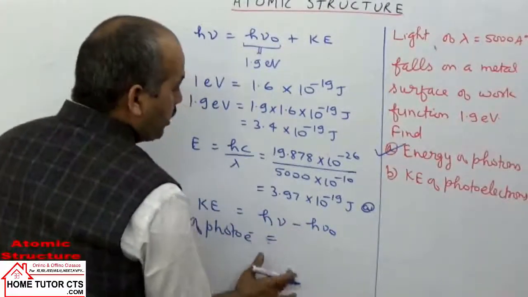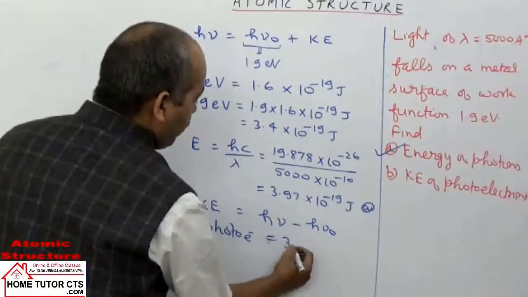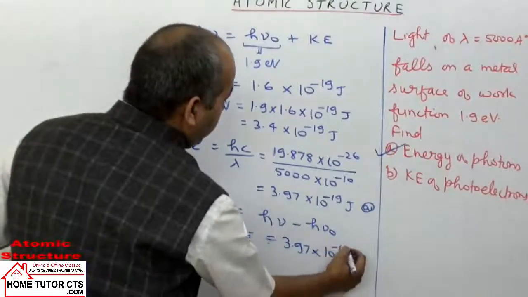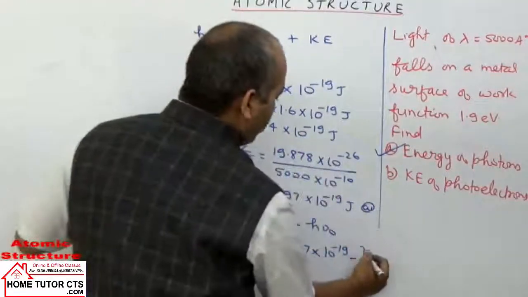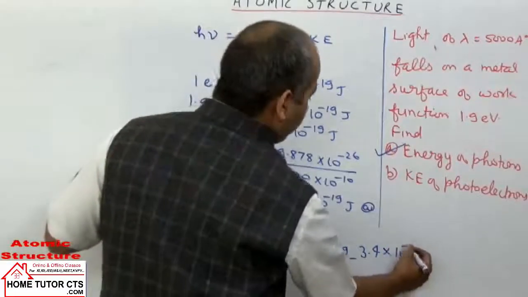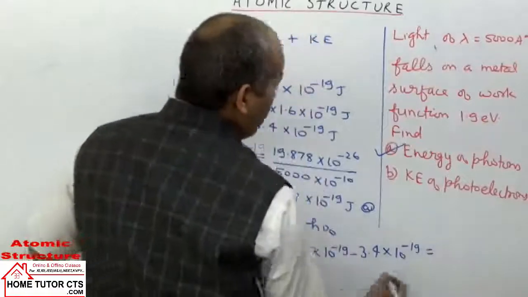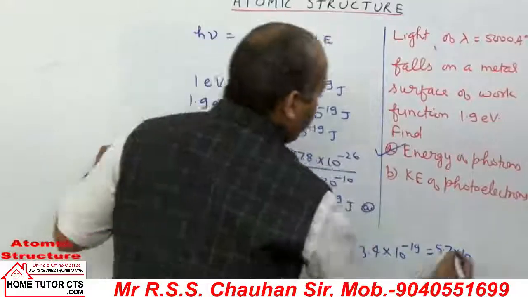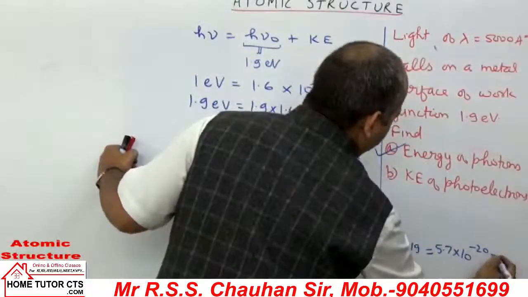What is the value given of h nu? Energy of the photons is 3.97 into 10 to power minus 19 minus work function, that is threshold energy, 3.4 into 10 to power minus 19 joules. This value on solving will come how much? 5.7 into 10 to power minus 20 joules is the answer for the second bit of this question.